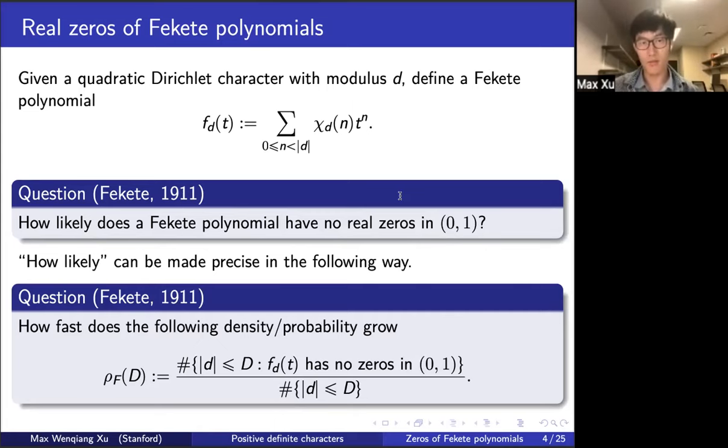How likely, okay, we can make it precise in the classical way. So basically if you enumerate all the characters chi_d with modulus up to D, and then you consider those chi_d such that the corresponding Vector polynomial has no zeros in (0,1). So that's the rigorous way to formulate this question of how likely. Okay, so that's the question. Try to understand this ratio. We denote this ratio by rho_f(D).